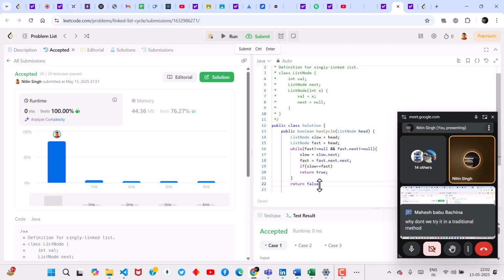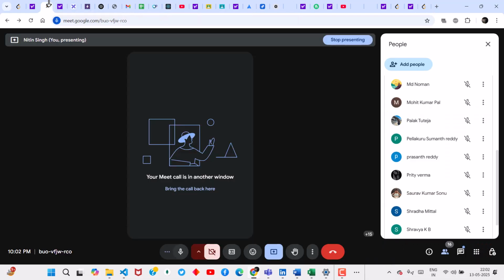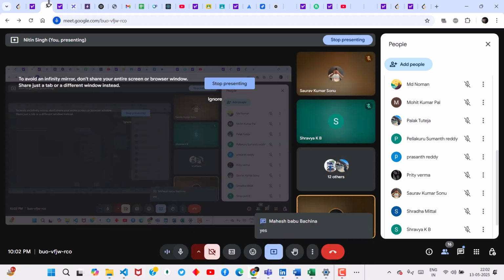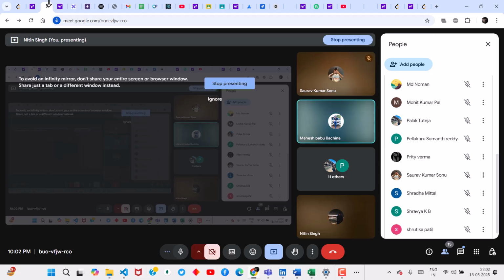Why don't we try it in a traditional method? The traditional method is counting the length and dividing it by 2. Mahesh, is it? Sir, it will end up taking more time, and we used to avoid covering the whole linked list because it would take more time. Mahesh, am I clear? If you notice one thing, I'm not making the complete length number of iterations.